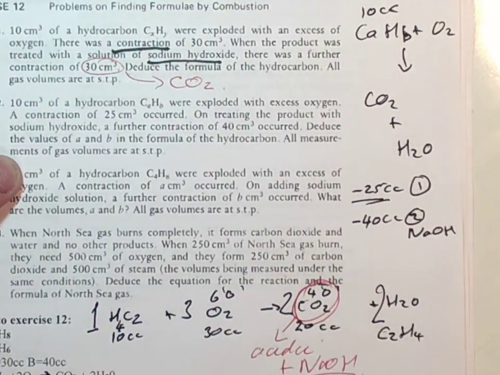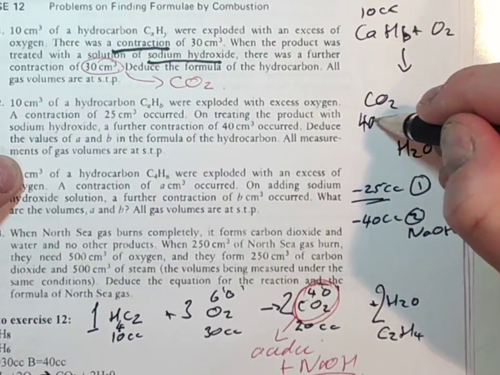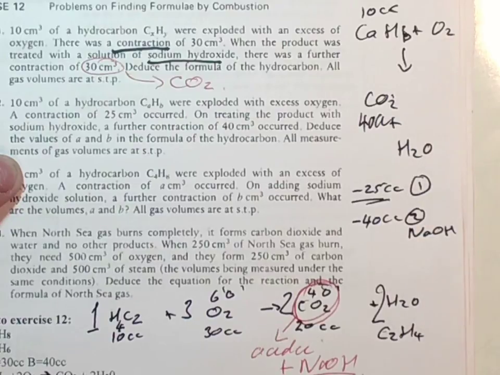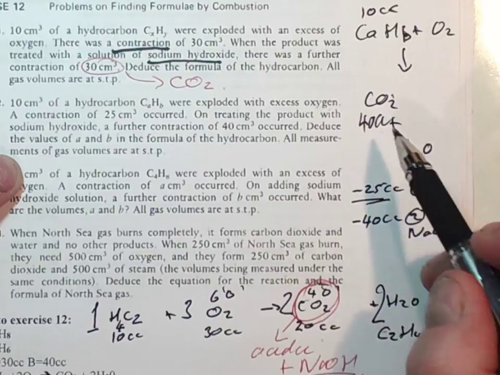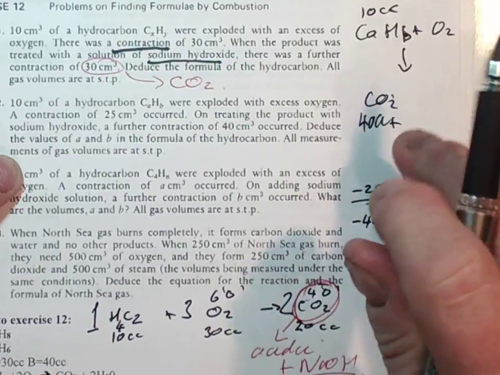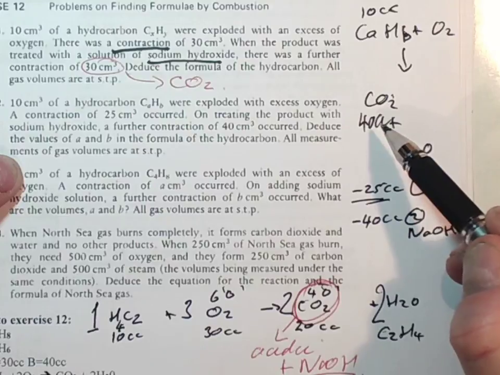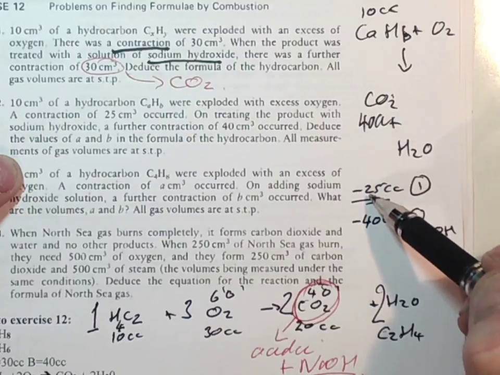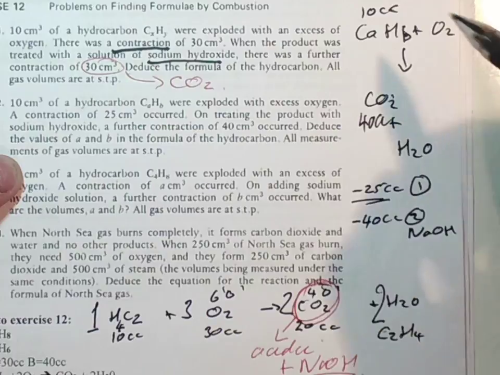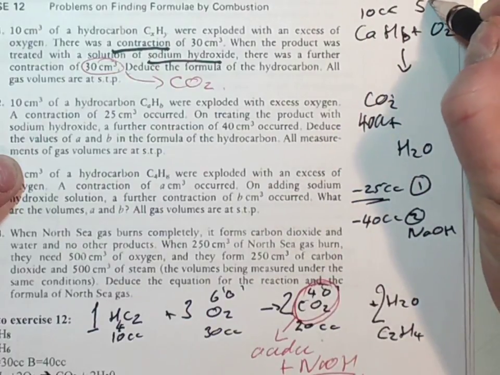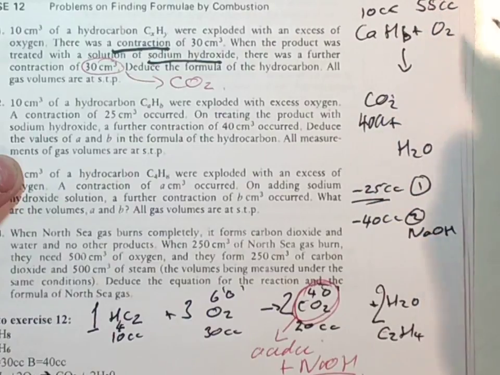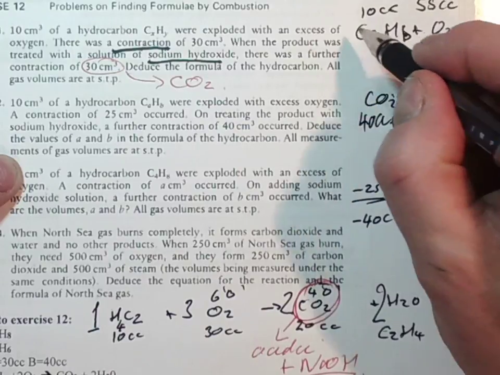So this is pretty much similar to what we've already done. Right, so we know that we've got 40 cc's of the carbon dioxide because the sodium hydroxide absorbs that. Now, if I have 40 of that and I had a contraction of 25 but I made 40 carbon dioxide, my original volume had to be 40 plus 25, which is of course 65. I have 10 cc's of that, so if it's 65 in total, I must have had 55 cc's of my oxygen.